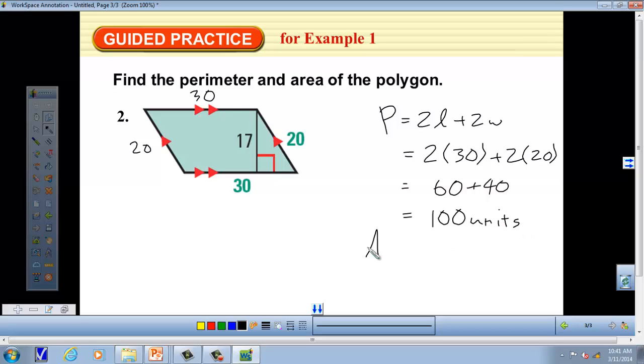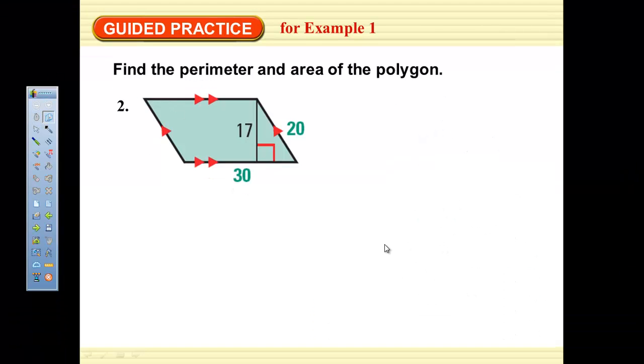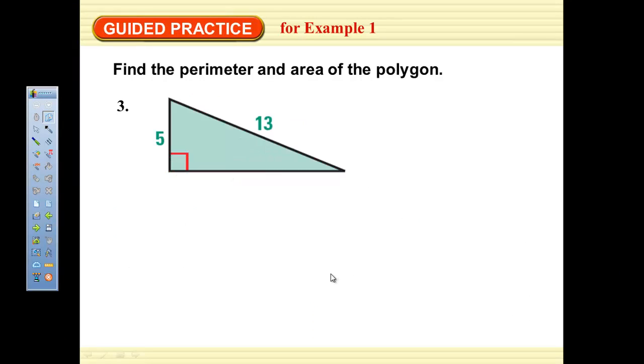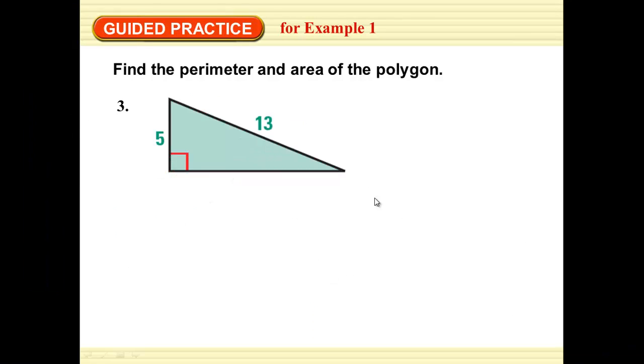For our area, this time it's a parallelogram, so it's base times height. And the base here is 30. The height is 17. And calculating that out, we would get 510. So 510 square units. Good. And here's one more example, I believe.